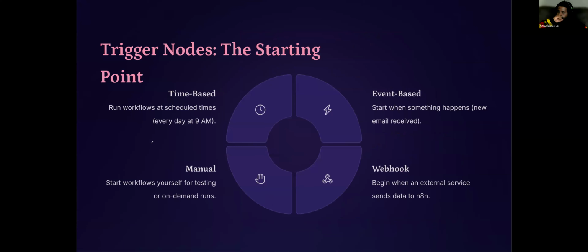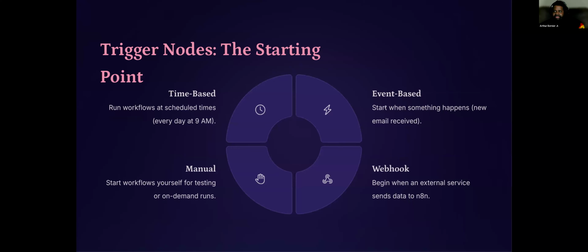So, trigger nodes. Remember we talked about how we have to have a trigger? Everything starts with a trigger. There are a number of different types of triggers, but these are the most common ones. The common ones are time-based. Time-based means you might say every single morning at 5 a.m., I want you to do these things. Every day at 9 a.m., every day at 10 a.m., every day at 3 p.m., etc. That's something you can do.